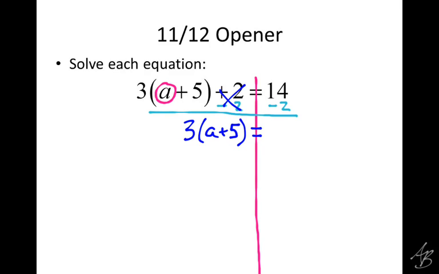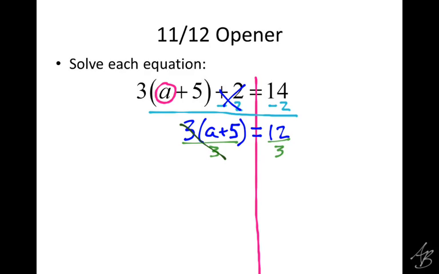What's 14 minus 2? 12. All right, so we did one step, and we get another new equation. So we simplified the left side, simplified the right side, and we've got our equal sign on the line of equality. Now what do we want to get rid of? The 3, and how am I going to get rid of that 3? Divide by 3. Since that's a times 3, we're going to divide by 3.